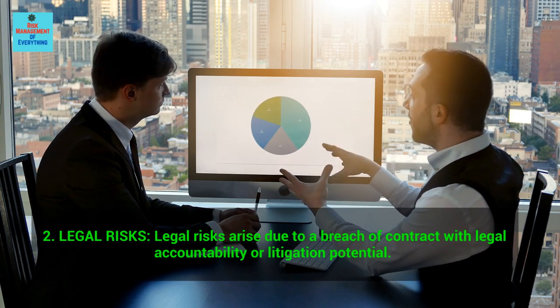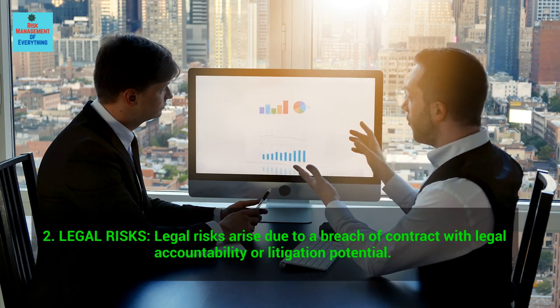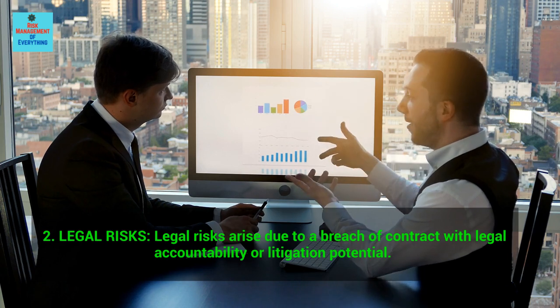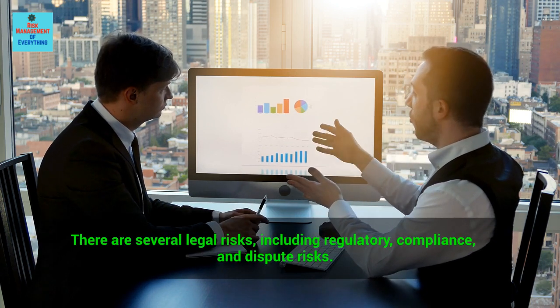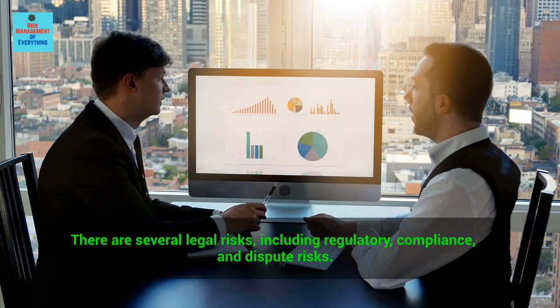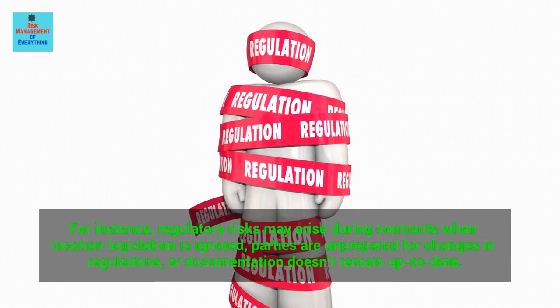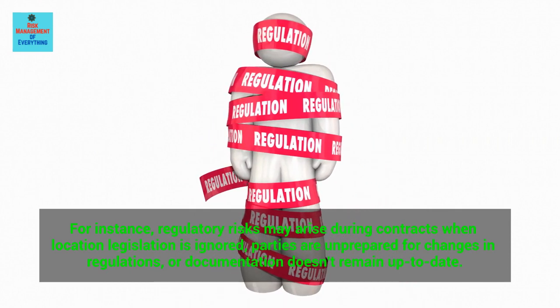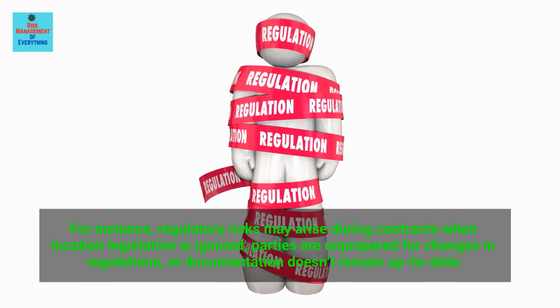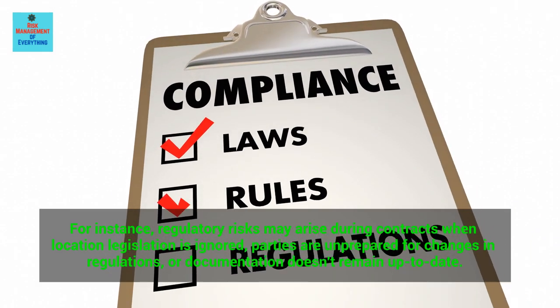2. Legal risks. Legal risks arise due to a breach of contract with legal accountability or litigation potential. There are several legal risks, including regulatory, compliance, and dispute risks. For instance, regulatory risks may arise during contracts when location legislation is ignored, parties are unprepared for changes in regulations, or documentation doesn't remain up to date.